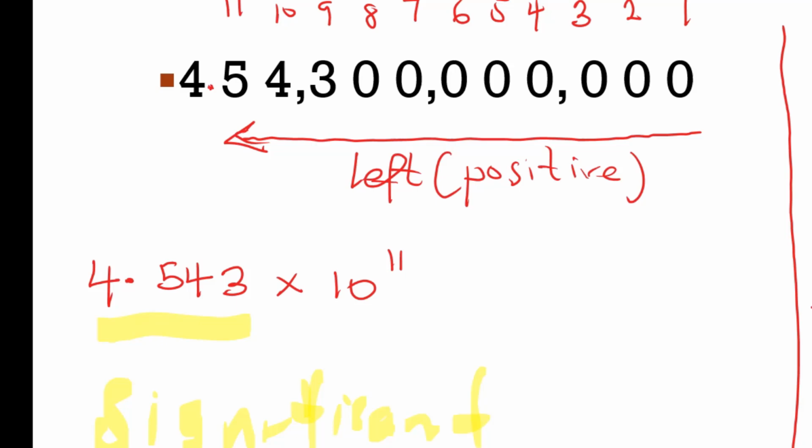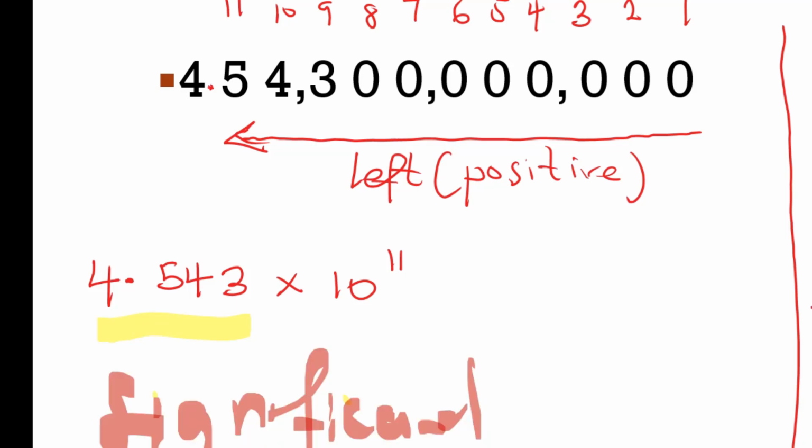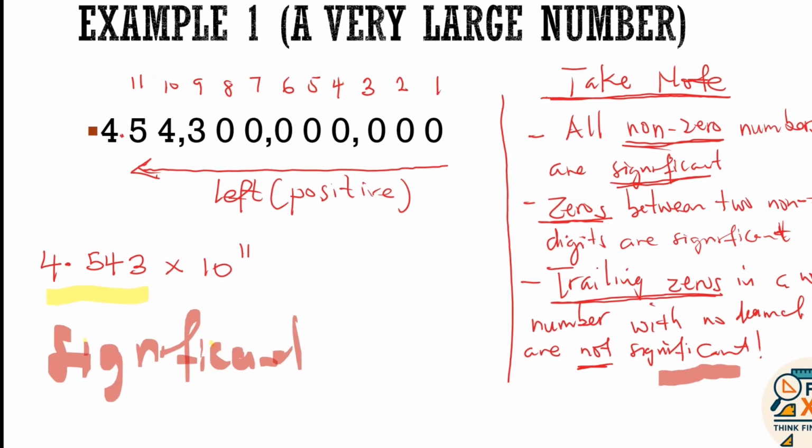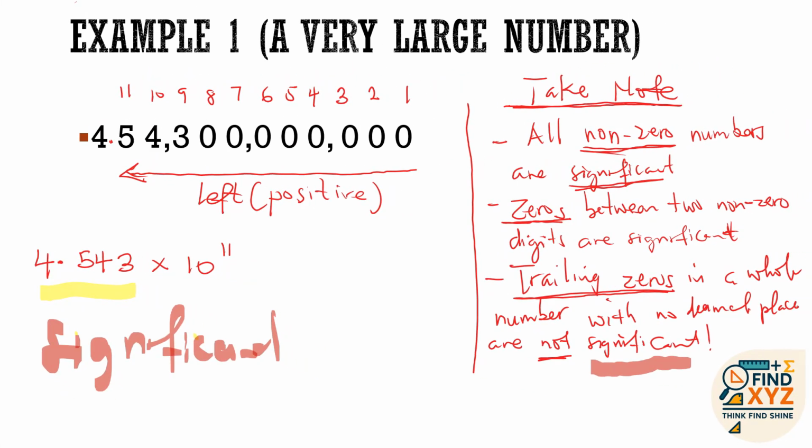Now it's called a significand. The first number is called a significand. Trailing zeros are not significant. So trailing zeros in a whole number with no decimal places are not significant, so we can't write them. Even if we write them, it will be useless because they are not significant. That is why this mantissa is also known as the significand. But if the zeros come between two non-zero digits, you have to bring the zero.